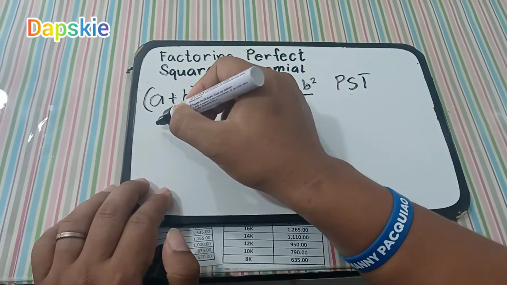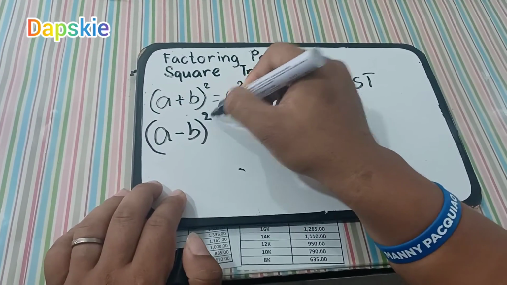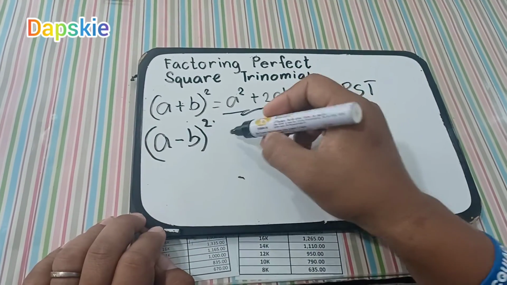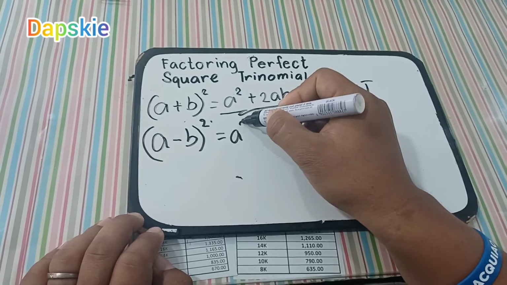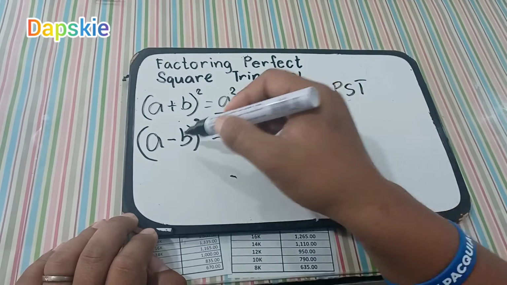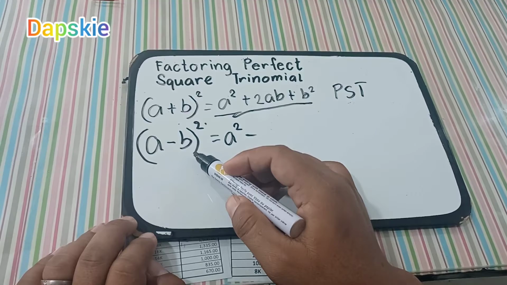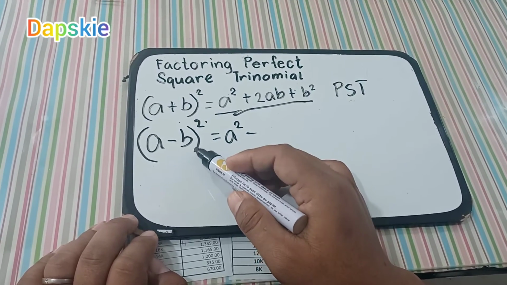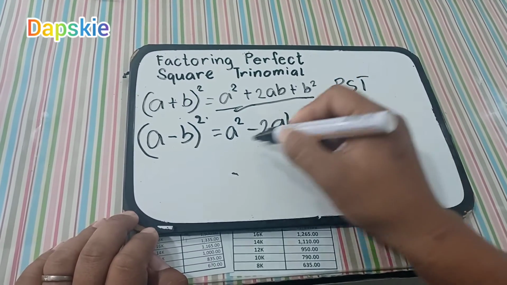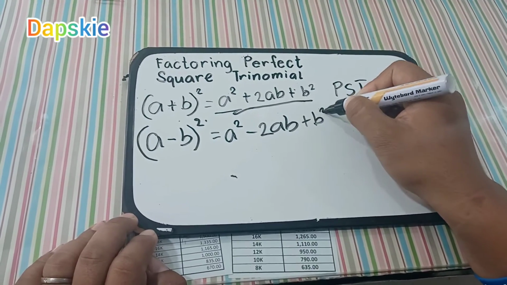So likewise, a minus b. Okay, so ito naman yung opposite. So square natin a, a squared, because a times a. Copy natin yung sign, negative. Multiply natin yung first term and second term, a times b, ab, times 2, 2ab. Square po natin yung last term or second term, that is b squared.